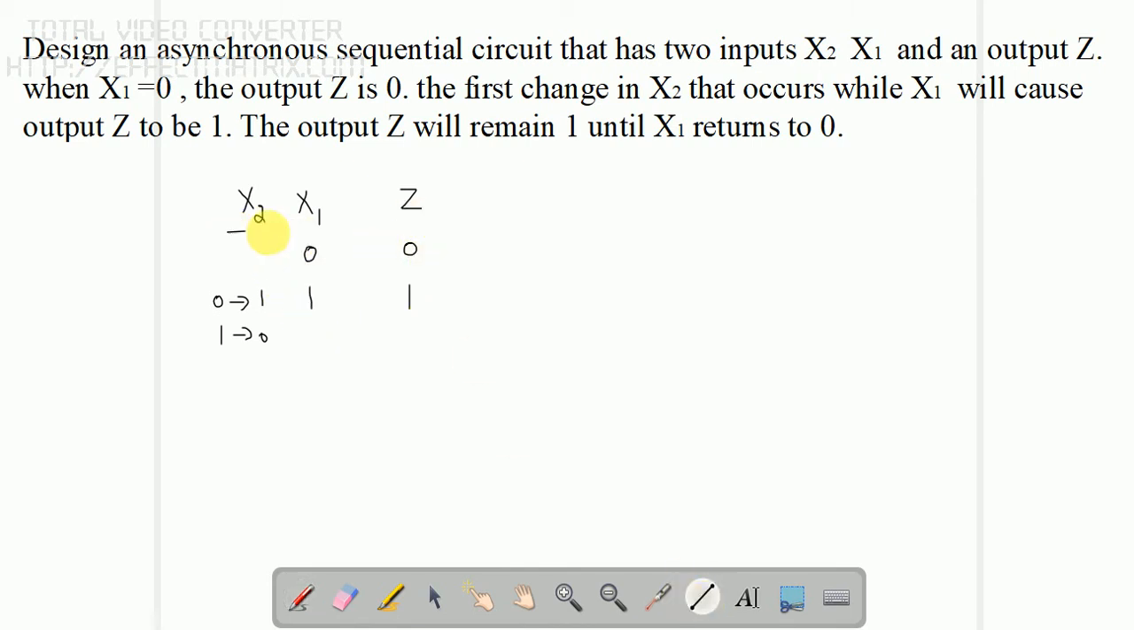So this is the main logic behind this question. This is the first condition, and this is the second condition. First condition, x1 is equal to 0, z automatically becomes 0. When x1 is equal to 1, at the same time, if my x2 changes from 0 to 1 or 1 to 0, my output will be equal to 1. Since I have two inputs, I may have four states A, B, C and D.